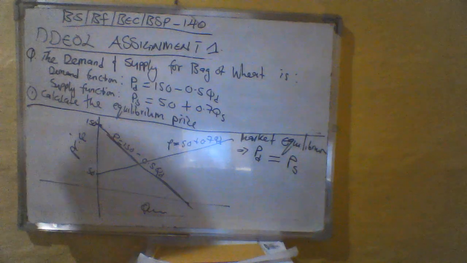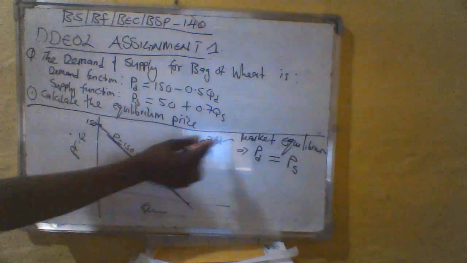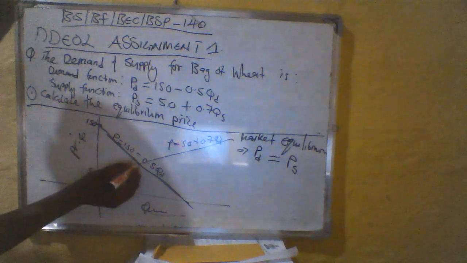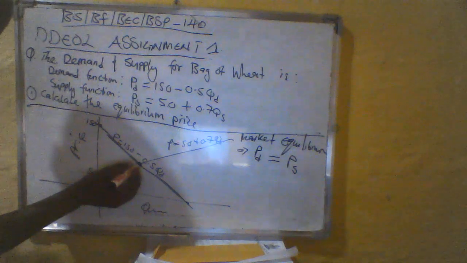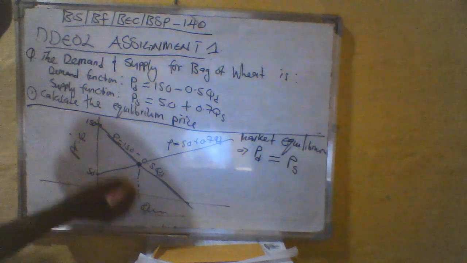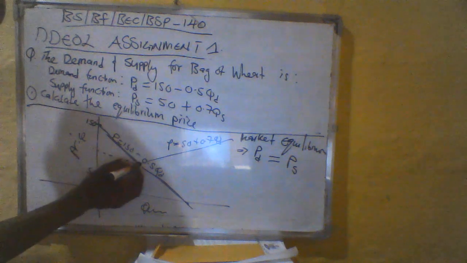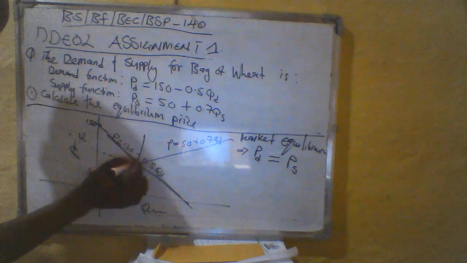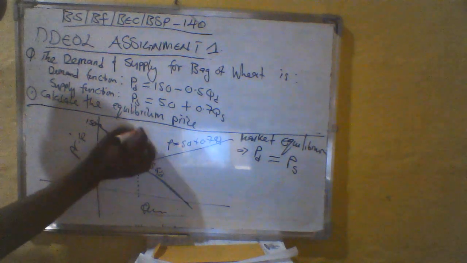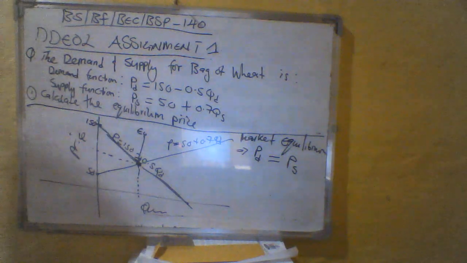So from this graph, if this is my demand graph and this is my supply graph, there is a point where they are meeting. At this particular point, there is a Q value and there is a P value. So this here is what you are trying to call the equilibrium point. I can call this my E0, which is my equilibrium point.